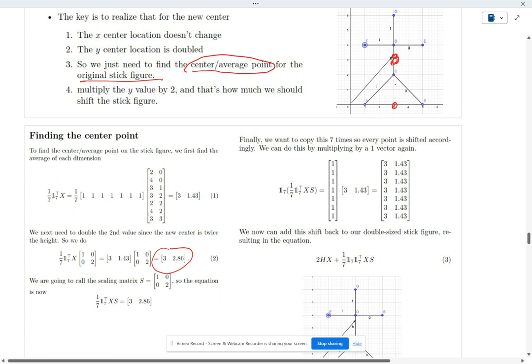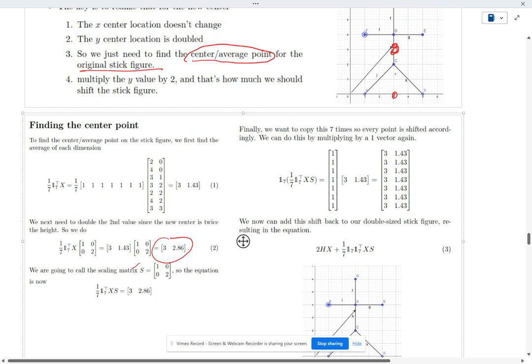Okay, we're going to call the scaling matrix S. So we're just going to call this S. And the equation becomes x times this. So this gives us the average. Once we have the average, we scale it by multiplying it by S. And when we do that, we get the location. We get the final location we want to move to.